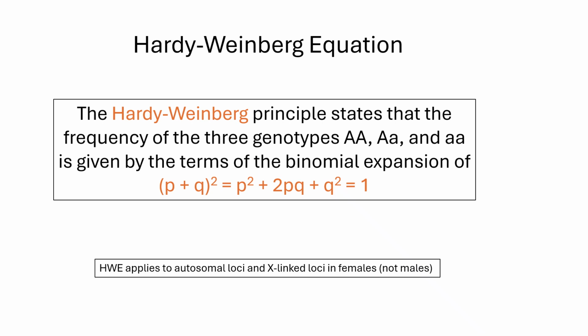So p squared, double the amount of pq, and q squared together make the entire population. In other words, p plus q the whole squared, also known as p squared plus 2pq plus q squared, is all equal to the entire population, or a proportion of 1. So Hardy-Weinberg equilibrium applies to autosomal loci and X-linked loci in females, but not in males.